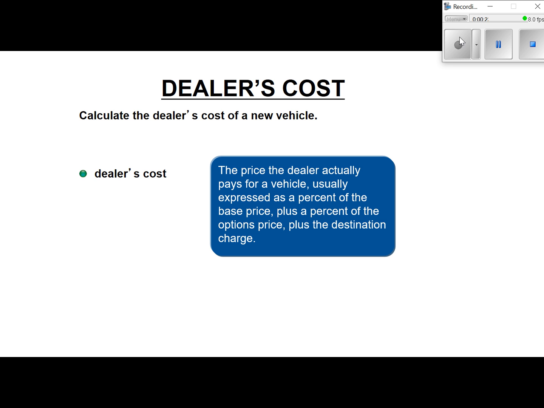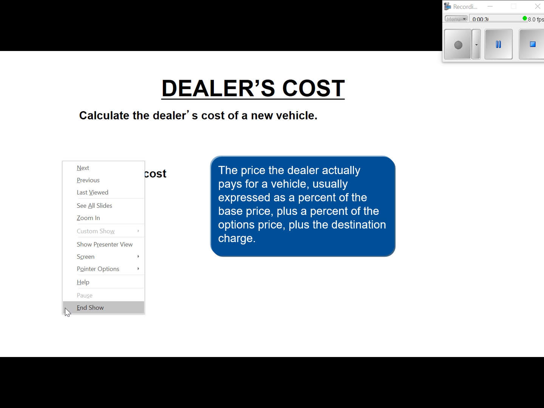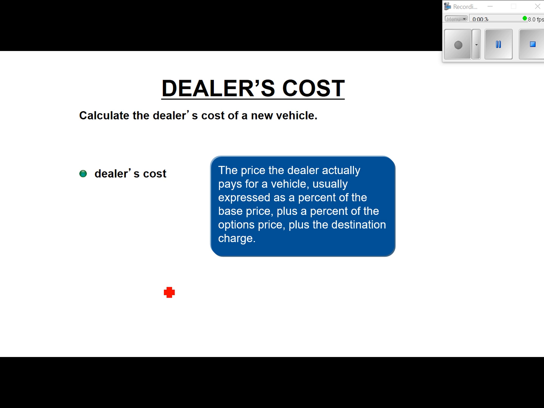Dealer's cost is the price the dealer actually pays for a vehicle, usually expressed as a percentage of the base price. So whatever the base price is, they actually pay a percent of that, like 80% of it, 90% of it, and then they keep the other percentage. If it's 80%, then they keep 20% of it, plus a percent of the options, plus the destination charge. So there's three things that are going to get added in here.